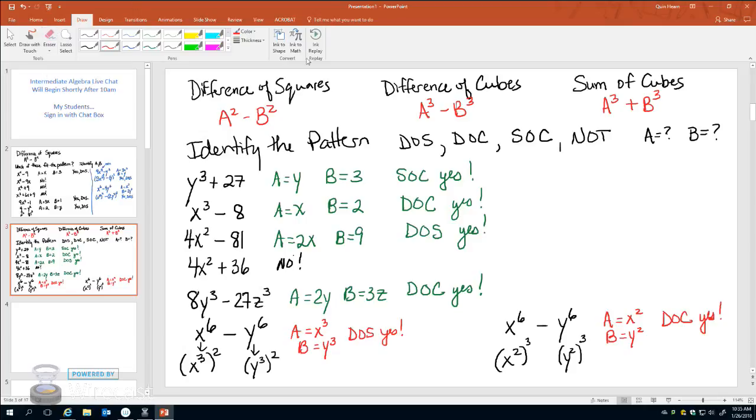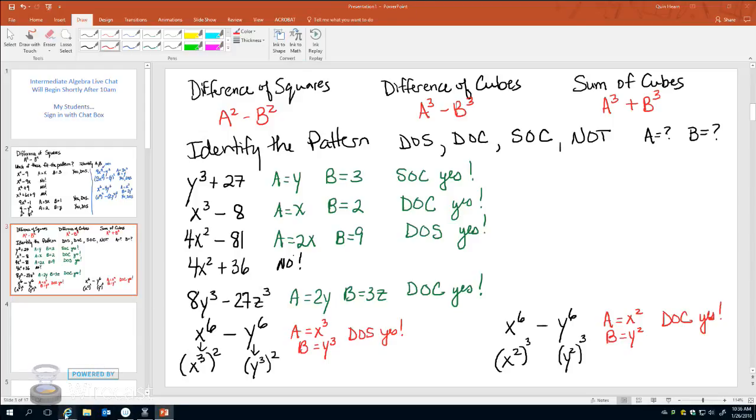Okay, so hopefully you're starting to see how the difference of squares, difference of cubes, and sum of cubes work. And now what we're going to do is try and apply the factoring formulas for these patterns.